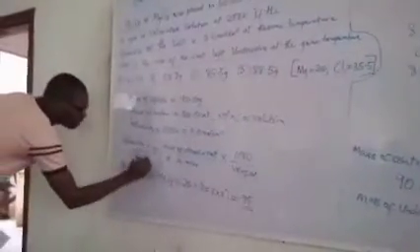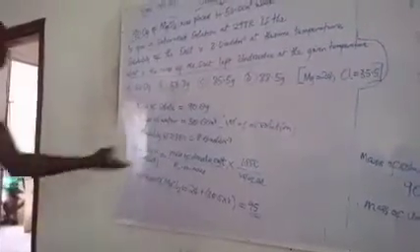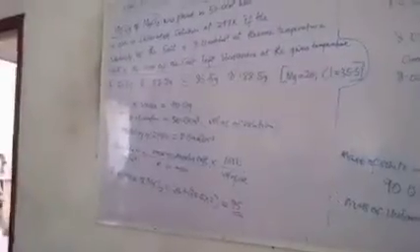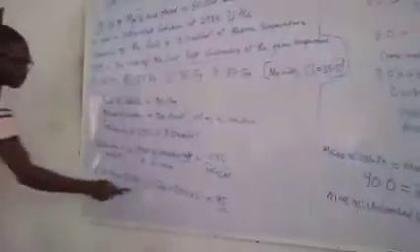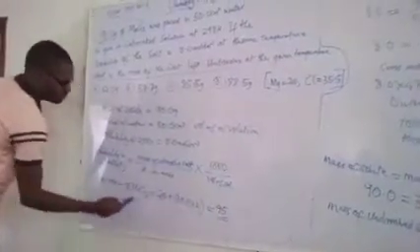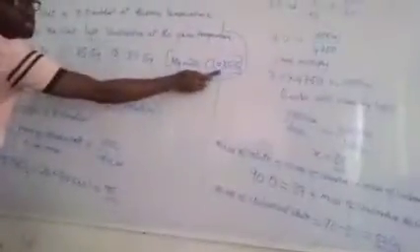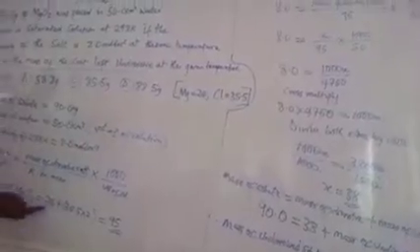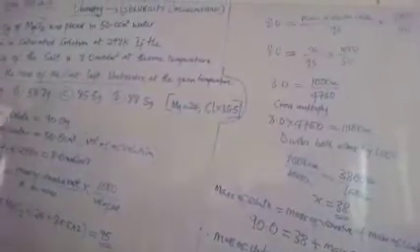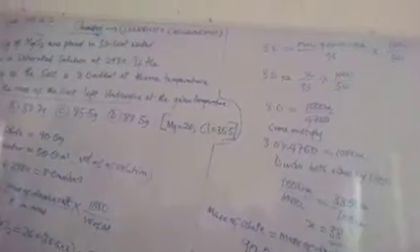Solubility in mol per dm cube is equal to mass of dissolved salt or solid over relative molecular mass, times 1000 over volume of solution. So you first calculate your molar mass, relative molecular mass. We have done that. See, Cl2, Cl is 35.5 multiplied by 2. So that is what you did here, plus 24 for Mg. Then you get 98.